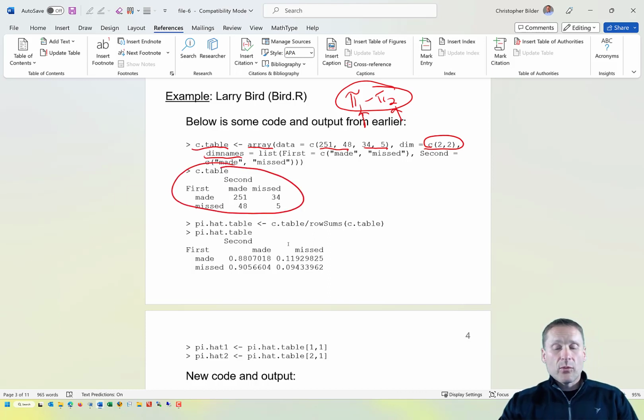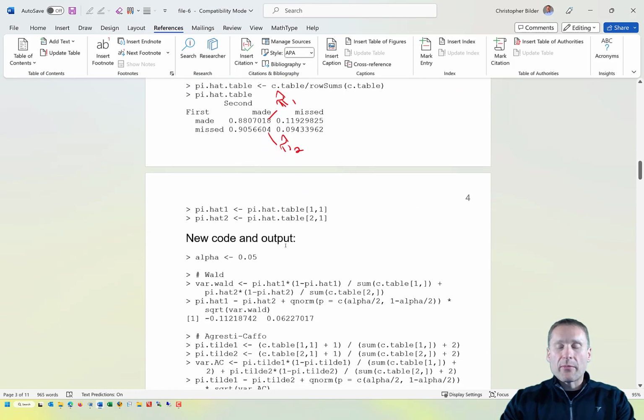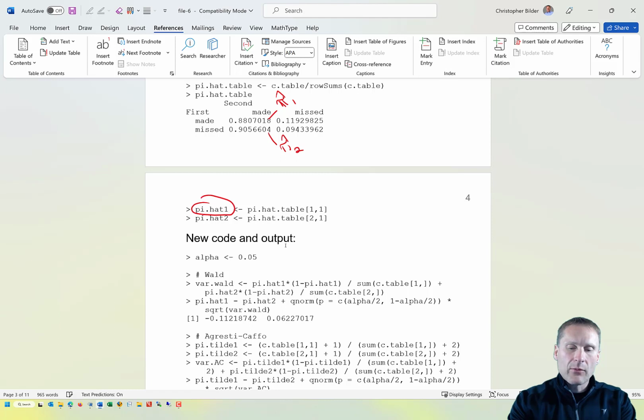And from that, we've also seen how we can form a table, an object that we call pi.hat.table, where basically what we have here is pi hat 1. We have pi hat 2 right there. What I can do is pull the pi hat 1 and pi hat 2 out and form pi.hat1 and pi.hat2. Okay.